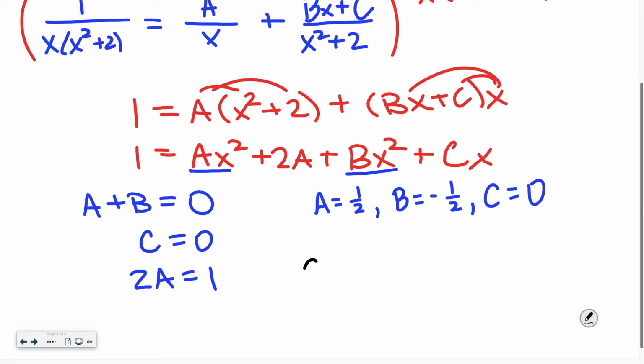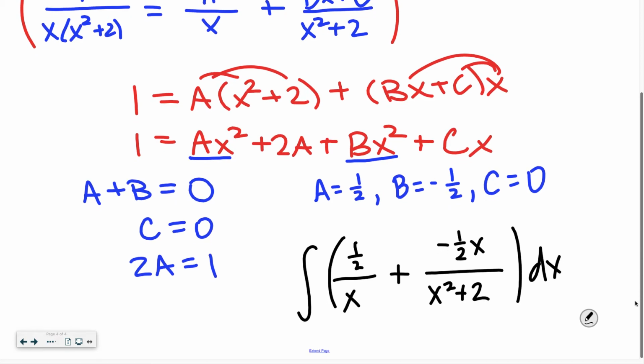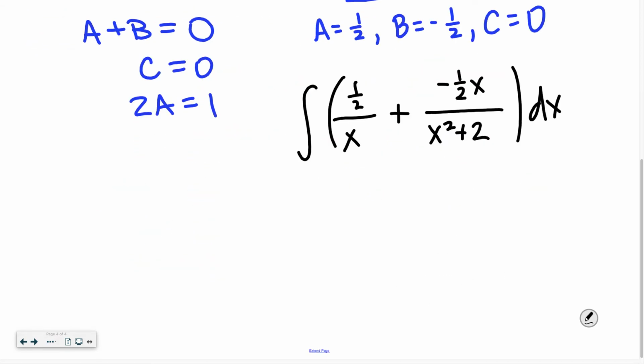So our integral becomes A over X plus BX over X squared plus 2, with C being 0. Now I know this isn't beautiful, and we can make it look nicer, but this is what our integral becomes. Should we just pull out the 1/2? Are you okay with that? Yeah, that works.